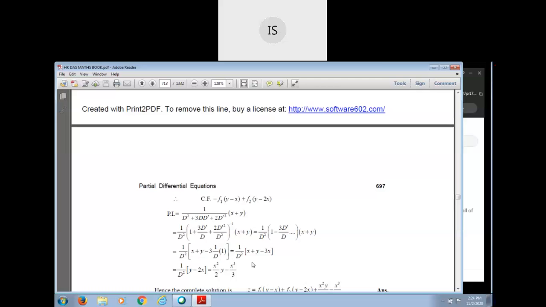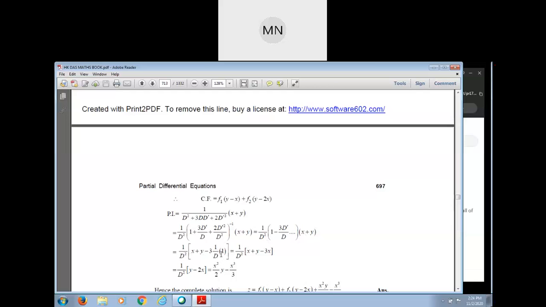Yes, ma'am. See, d dash is what? Del by del y. So when we differentiate partially with respect to y, x is treated as constant. So for the first term it will be 0, and for the second term it is 1. So it comes as 3 into 1 by d into 1.